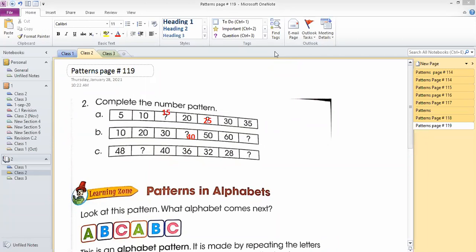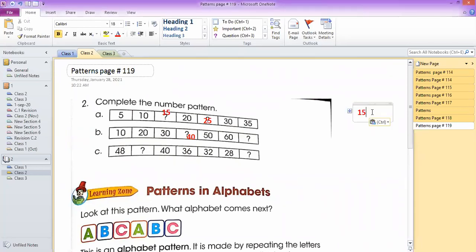Suleiman, can you hear me? Yes, sir. Yes, Suleiman, can you tell me after 60, what number should be there? 70. Okay, why 70? Counting in tens. Very good. We are counting in tens. That's very good answers. So guys, this is 70.